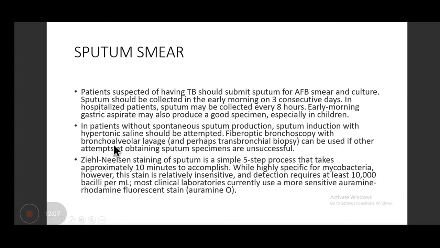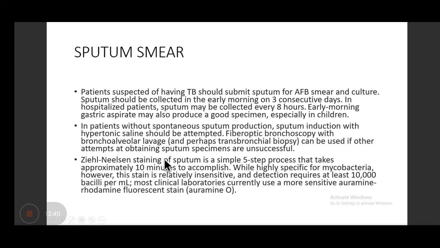Then our conventional sputum smear that we do. Patients suspected of having TB should submit sputum for AFB smear and culture. Sputum should be collected in the early morning on 3 consecutive days. In hospitalized patients, sputum may be collected every 8 hours. Early morning gastric aspirate may also produce a good specimen, especially in children. Then in patients without spontaneous sputum production, sputum induction with hypertonic saline should be attempted.